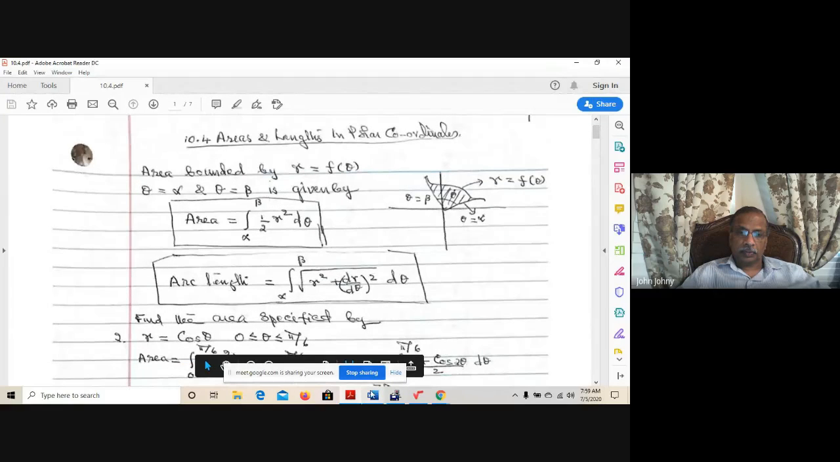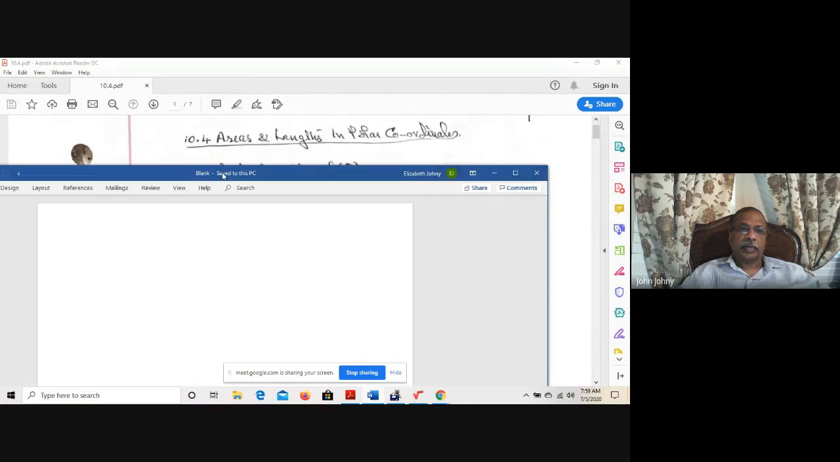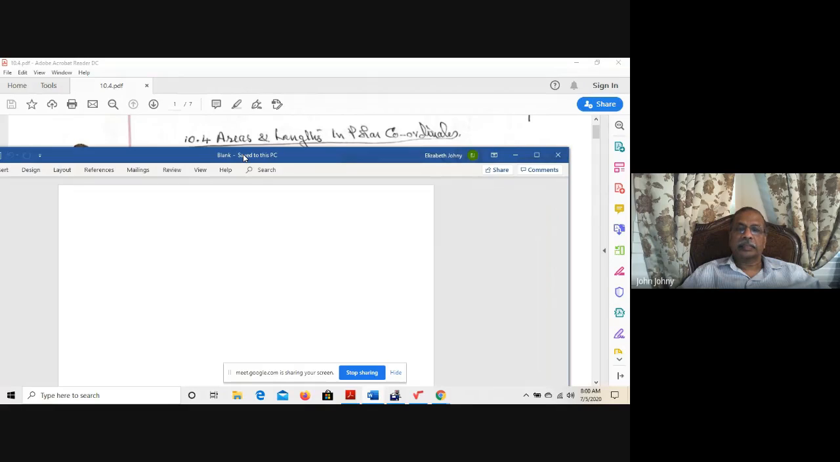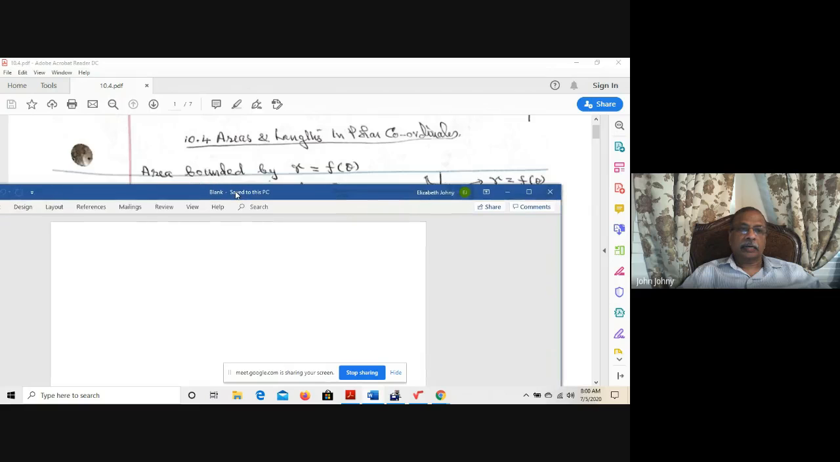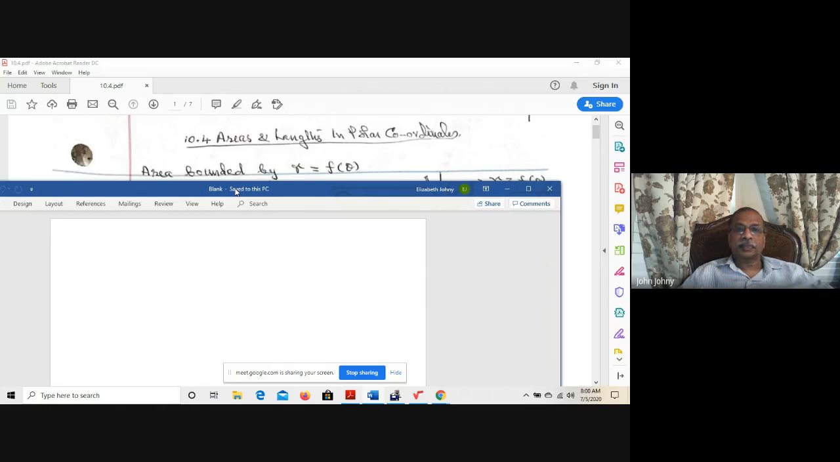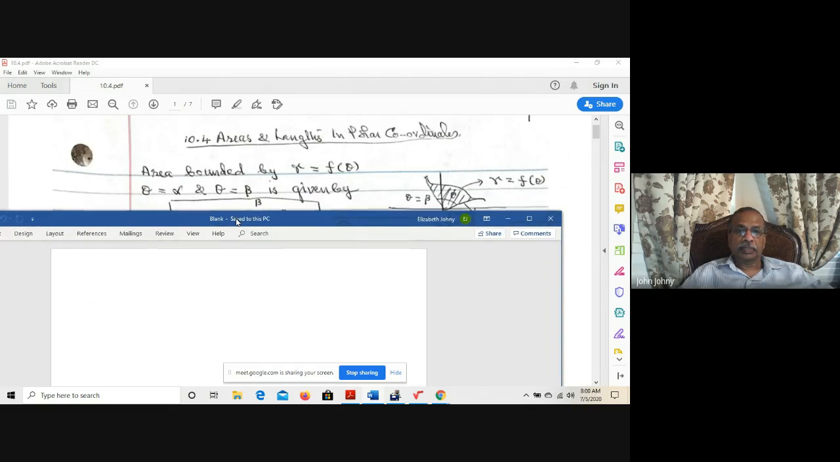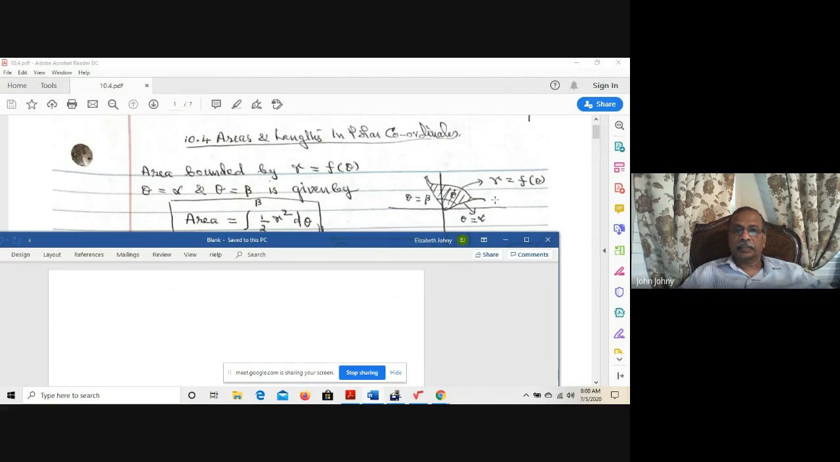Ten point four deals with areas and arc lengths in polar coordinates. You see, this area is bounded by the function r equals f of theta. Just like x and y in the Cartesian coordinate system, we have r and theta in the polar coordinate system. So r equals f of theta represents a curve. That curve is drawn here, bounded by theta equals alpha and theta equals beta.